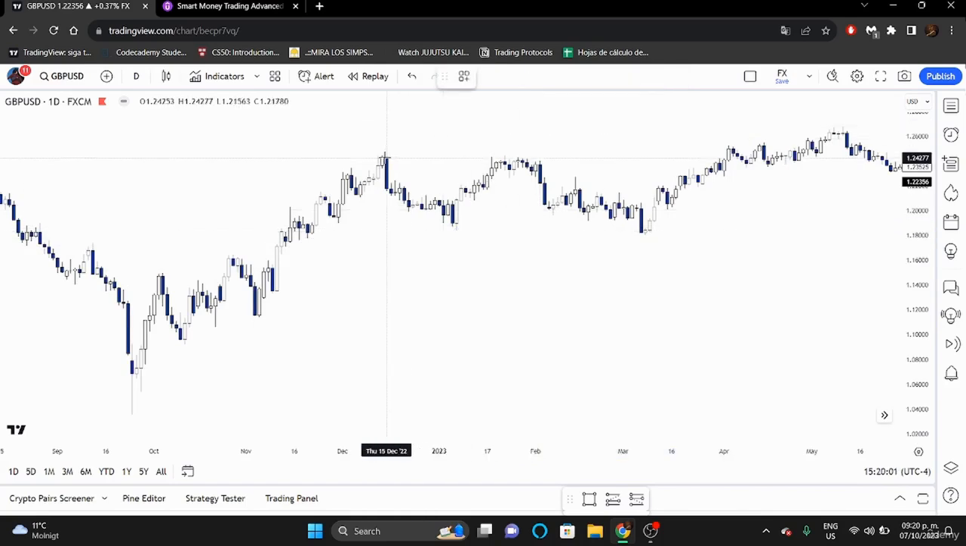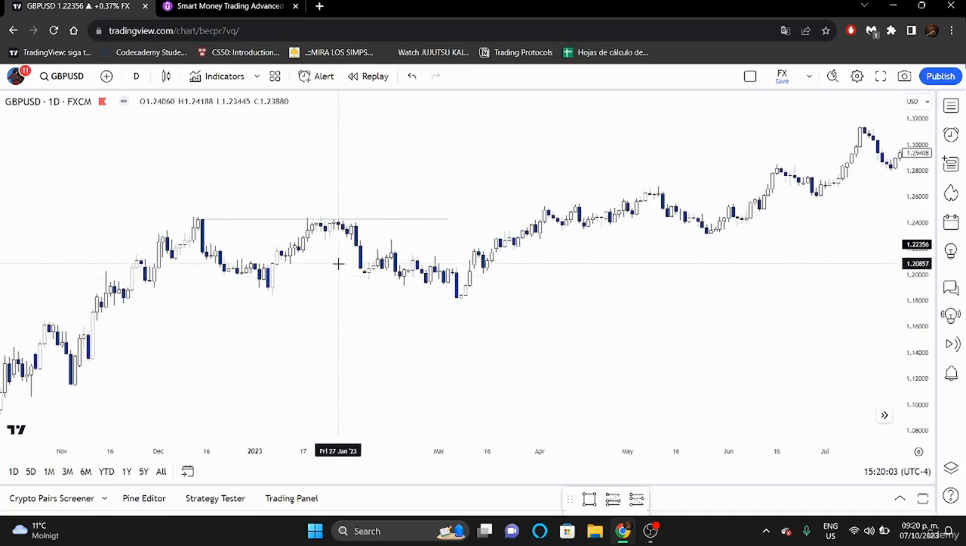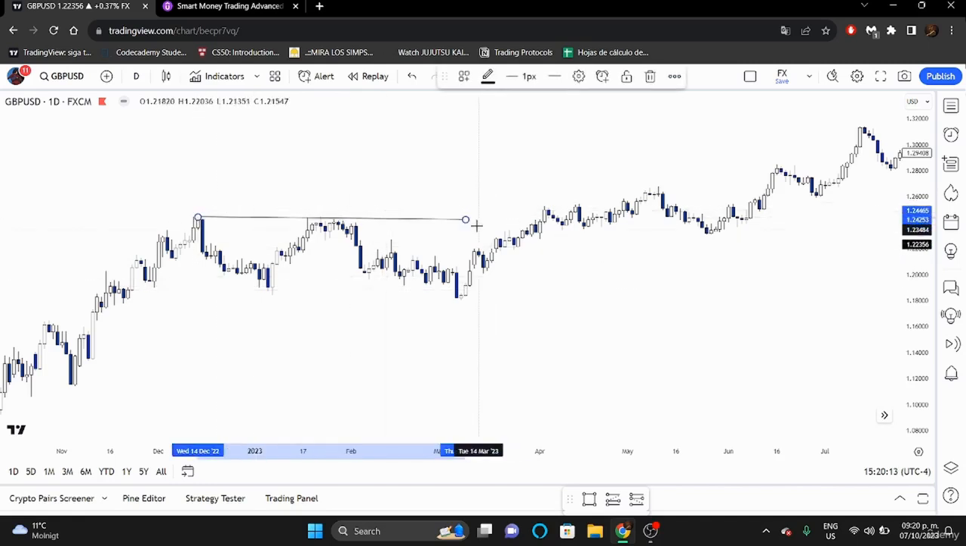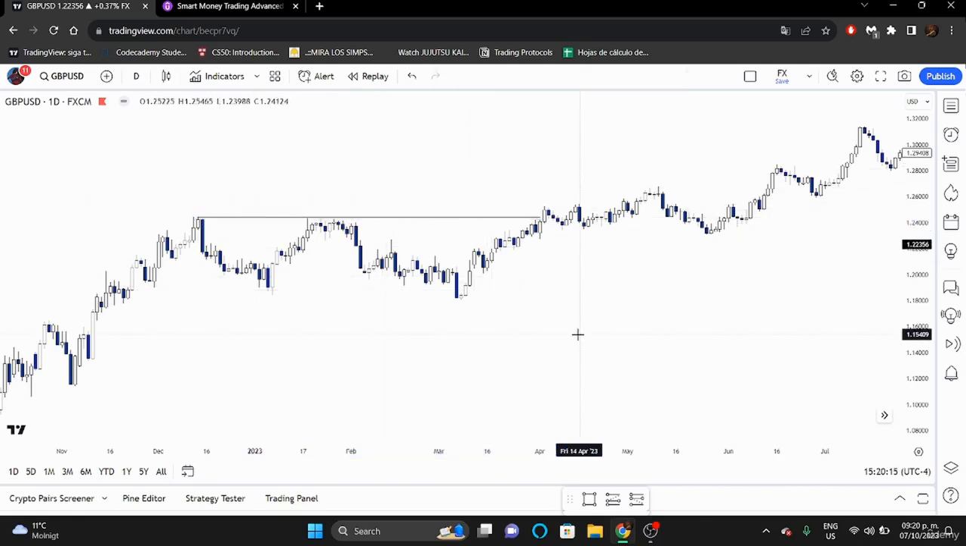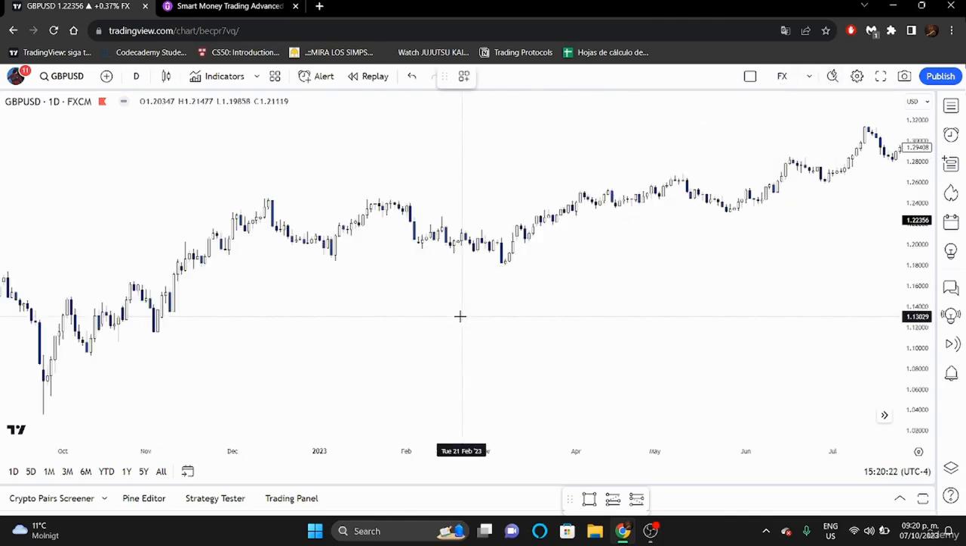In this example, it only touches the rejection block. As you can see, it touches the rejection block. This displaces lower for later on taking full liquidity over here. Let's see more examples.